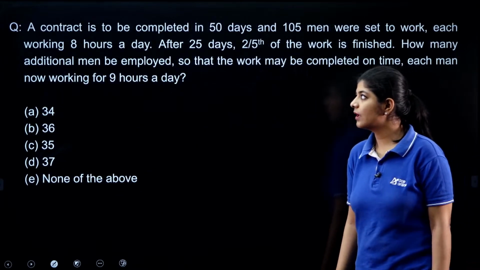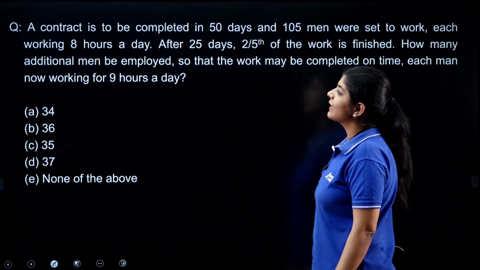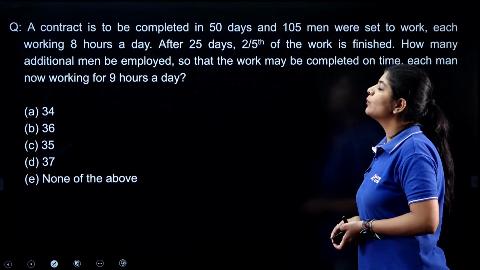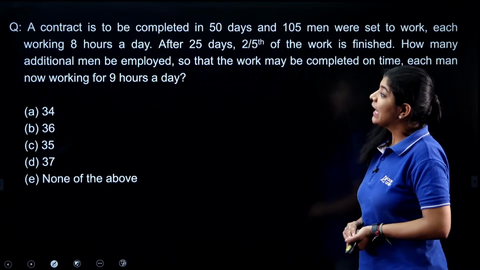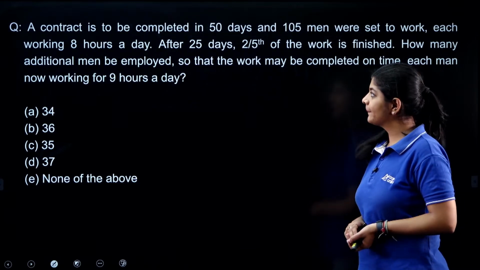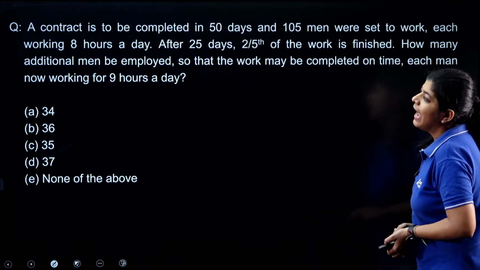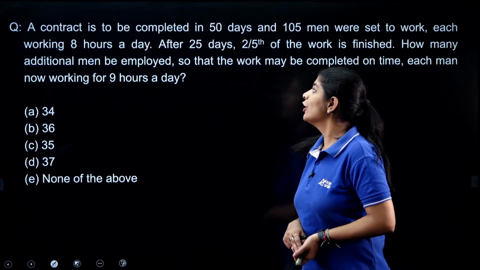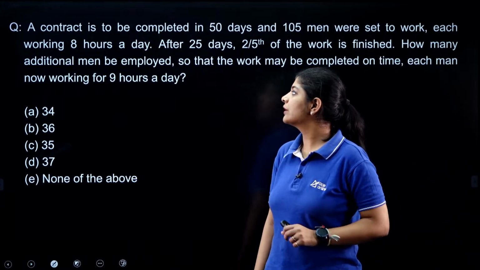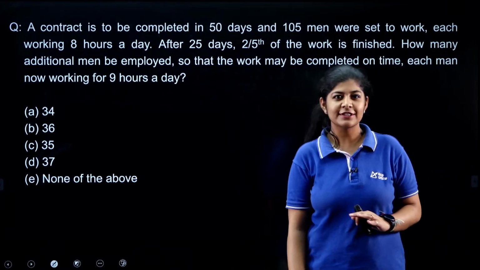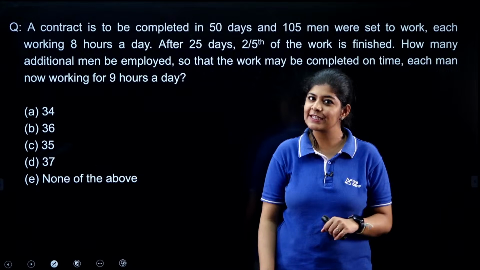Next. The next question is from the concept of time and work. The question says that a contract is to be completed in 50 days and 105 men were set to work, each working 8 hours a day. After 25 days, 2/5th of the work is finished. How many additional men should be employed so that the work may be completed on time, each man now working for 9 hours a day? So this is the question. We just simply need to apply the concept of time and work, and accordingly we can easily get the answer.